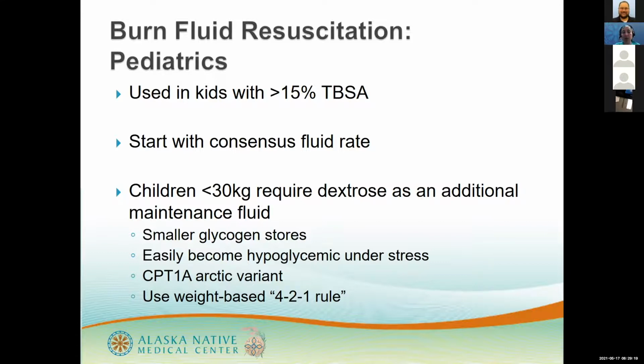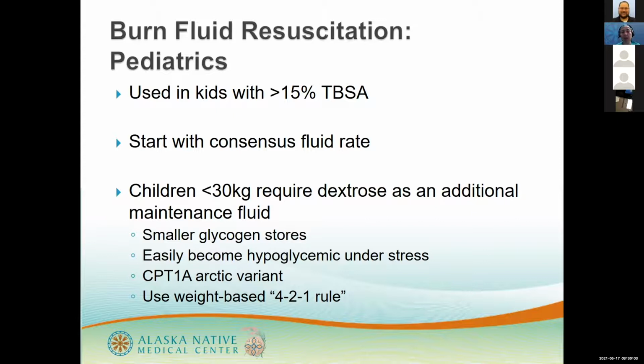But to note, very small children, less than 30 kgs, will require dextrose as an additional maintenance fluid. They have smaller glycogen stores, their livers are more immature, and so they become easily hypoglycemic under stress. So for kids, we always want you to check an initial glucose and then start some kind of dextrose, some kind of D5. We always have to remember in Alaska, we have the CPT1A Arctic variant, which is a genetic predisposition to becoming hypoglycemic for prolonged periods of NPO or under stress. So it's really important to make sure that we start this.